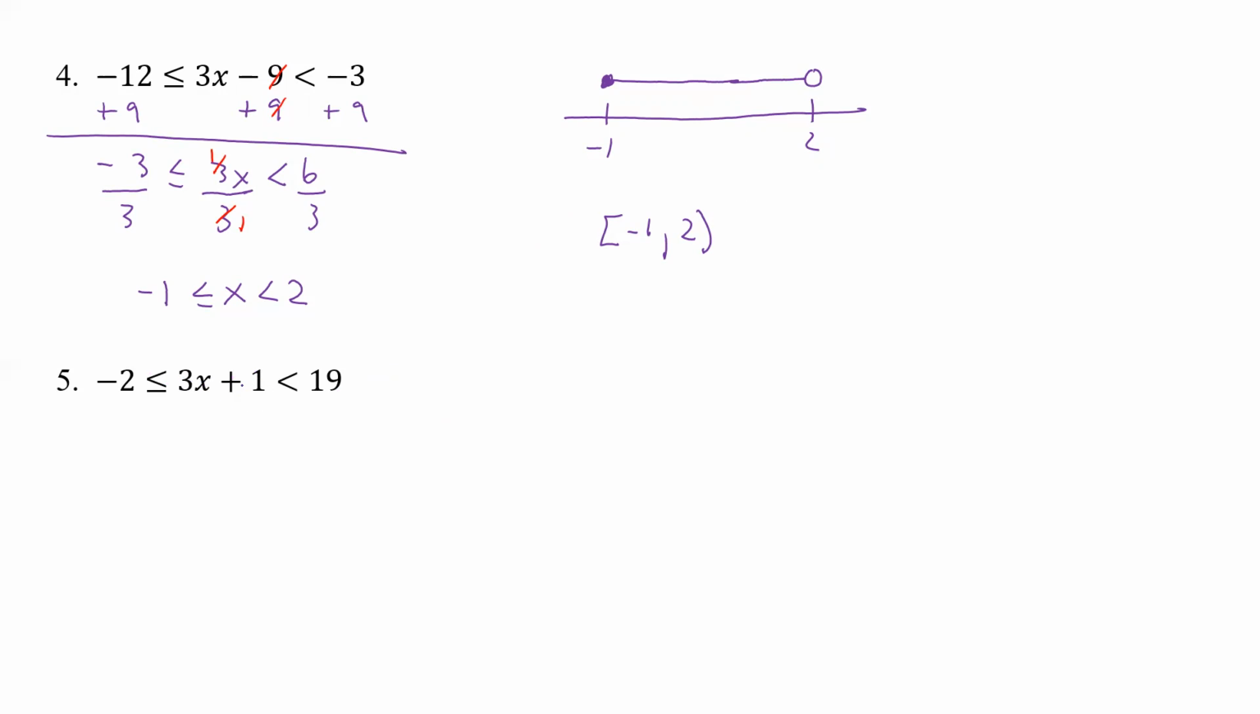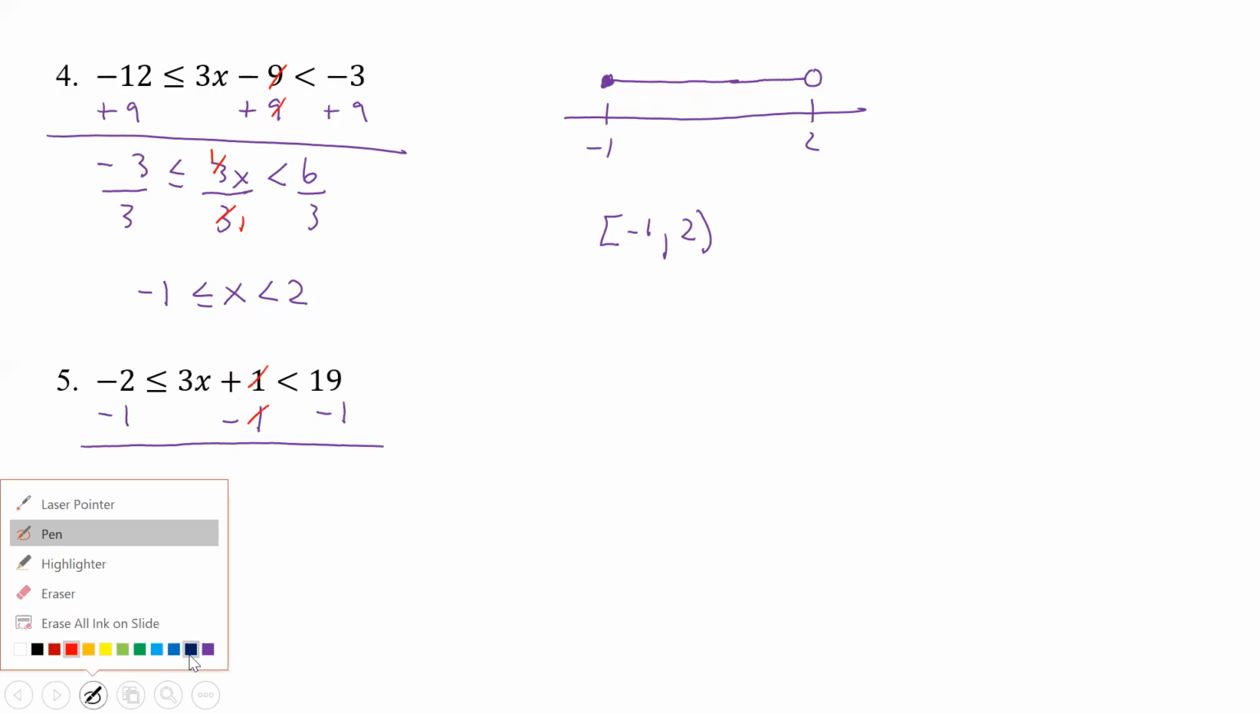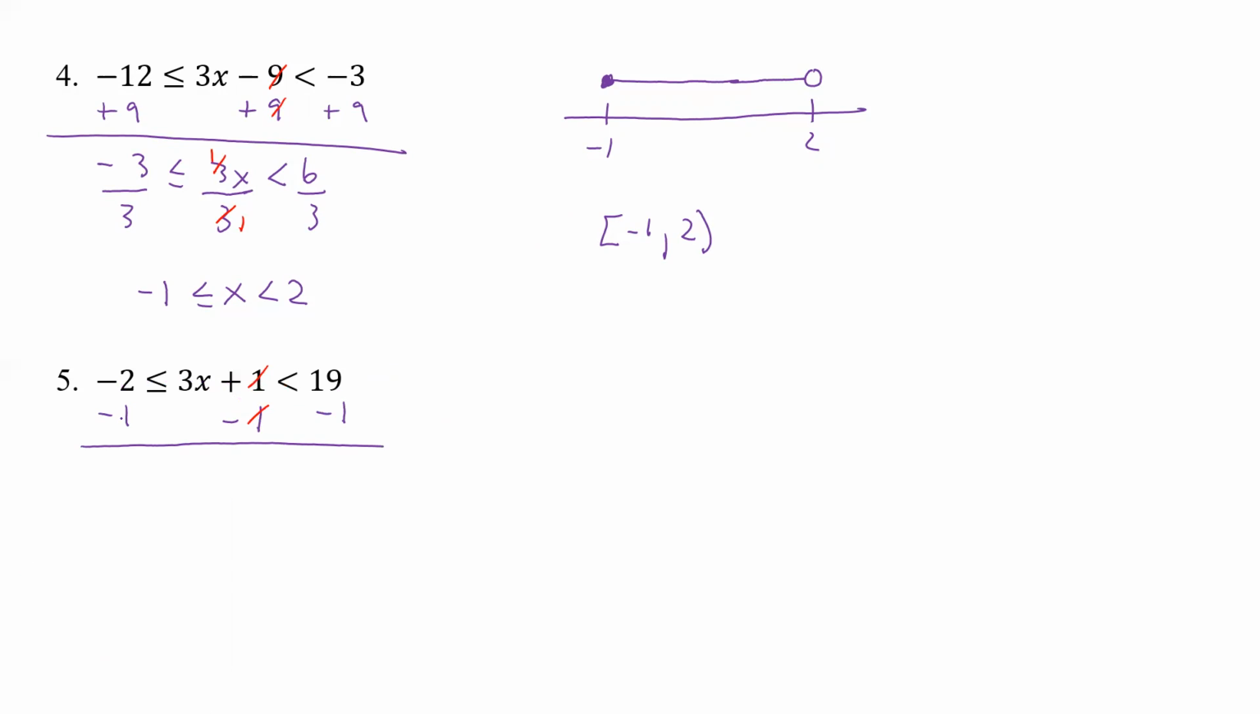Well, the next one we have plus 1 we have to get rid of. So we have to subtract 1. Okay. Now again, that cancels that, so we're good to go. We don't have to worry. Minus 2 minus 1 is minus 3, less than or equal to, now we have 3x, less than 19 minus 1 is 18.